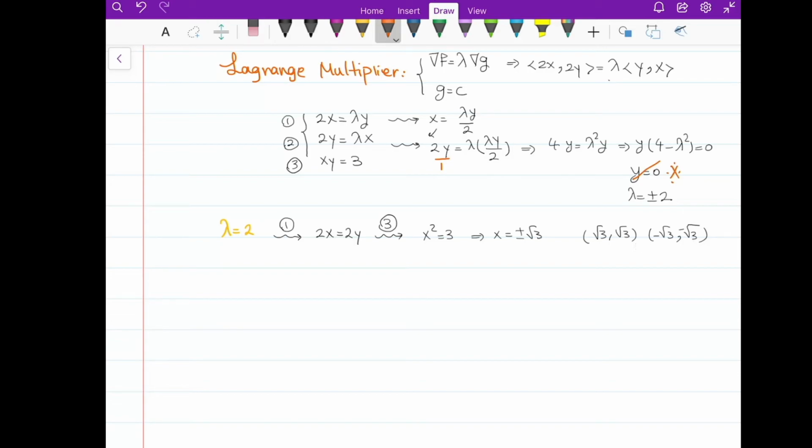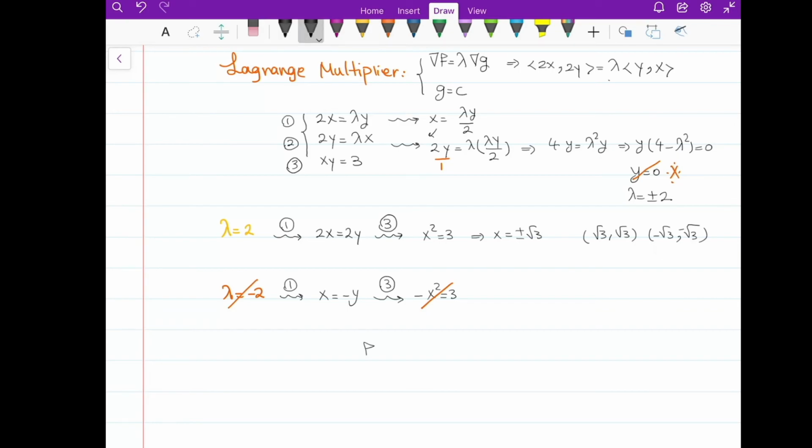And what happens if lambda is equal to negative 2? When lambda is negative 2, in the first equation I get x equals negative y. Plugging into the third equation, I get negative x squared equals 3, which is not acceptable. Therefore lambda cannot be equal to negative 2, so the only points that I got are these points.